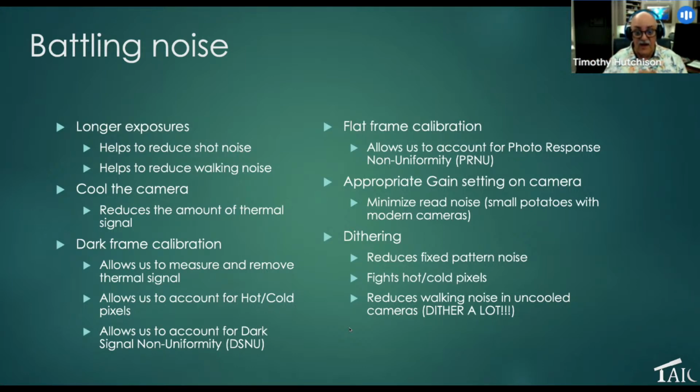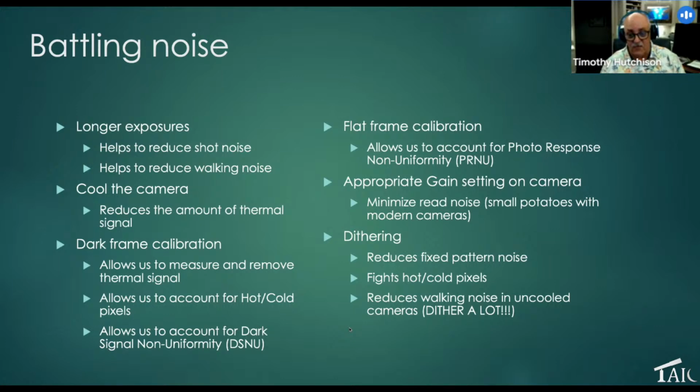Dithering is another one. Dithering helps us reduce fixed pattern noise, right? Because we're constantly moving things around. And if we do enough of that, if we move things around with our dither enough in a random fashion, we're going to randomly account for that fixed pattern noise that we have both in dark signal non-uniformity and photo response non-uniformity. It also helps us to fight hot and cold pixels because those hot pixels aren't going to be in the same place every time. So as we dither around, right? We're also going to use it to reduce walking noise because it's doing the same thing that we talked about with fixed pattern noise, right? It's going to reduce walking noise because the fixed pattern noise is lower.